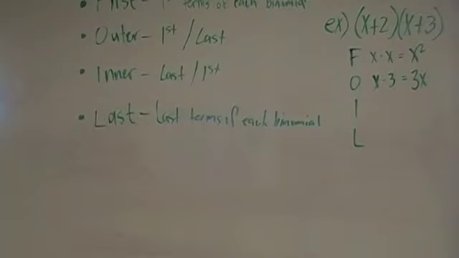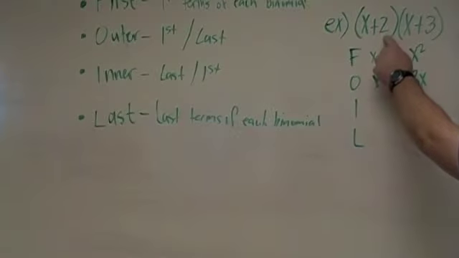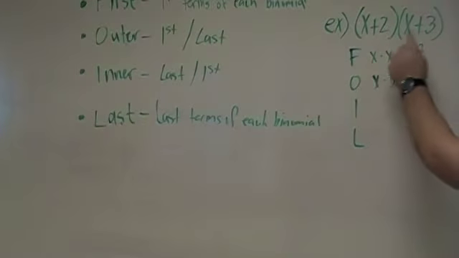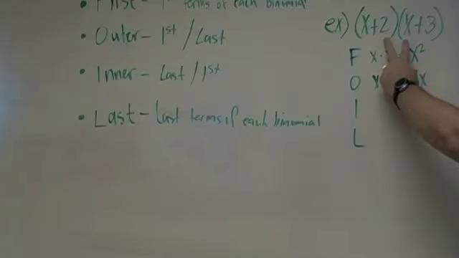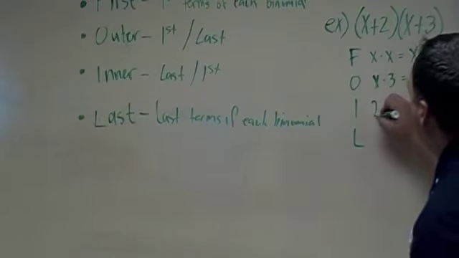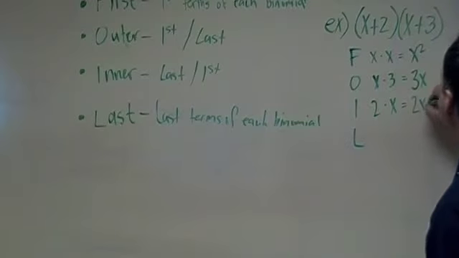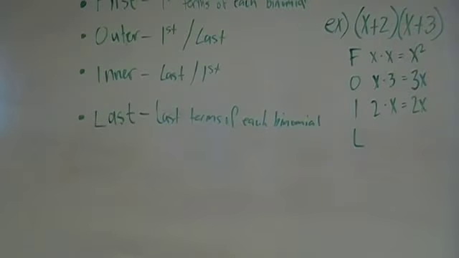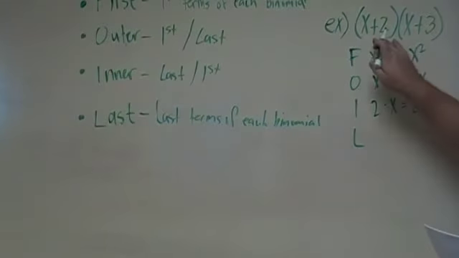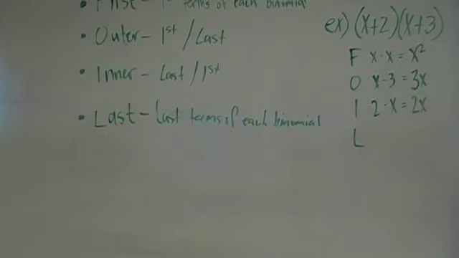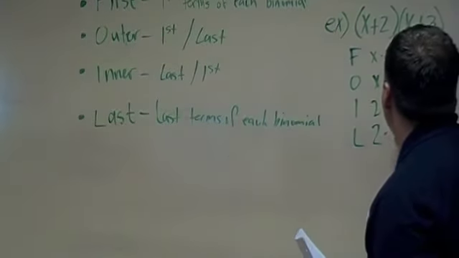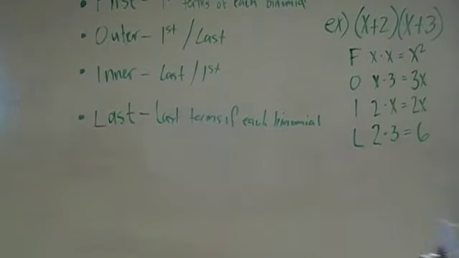The inner means the inside: the last term of the first binomial and then the first term of the second binomial. So it would be 2 times x, which is 2x. And then the last would be the second term of the first binomial times the second term of the second binomial, which is 2 times 3, which is 6.